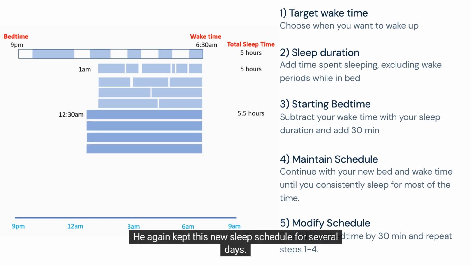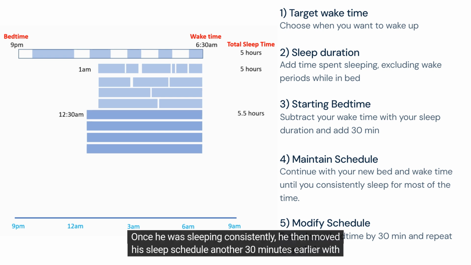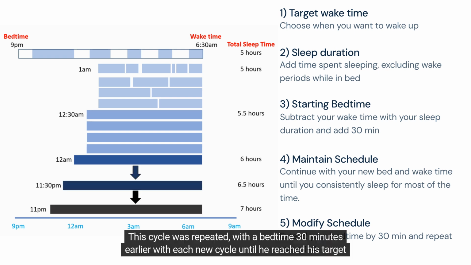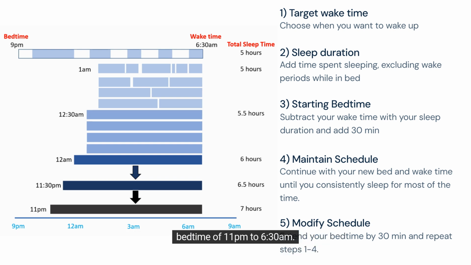He again kept this new sleep schedule for several days. Once he was sleeping consistently, he then moved his sleep schedule another 30 minutes earlier with a new bedtime of 12 a.m. or midnight. This cycle was repeated, with a bedtime 30 minutes earlier with each new cycle until he reached his target bedtime of 11 p.m. to 6:30 a.m.